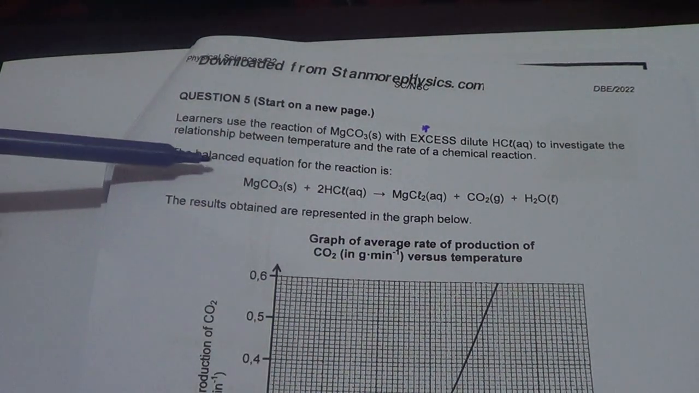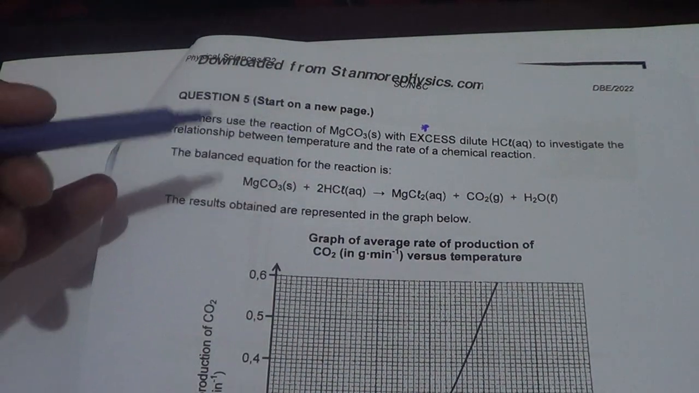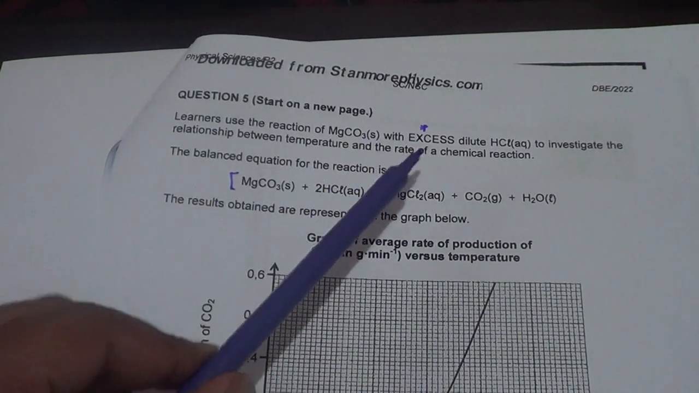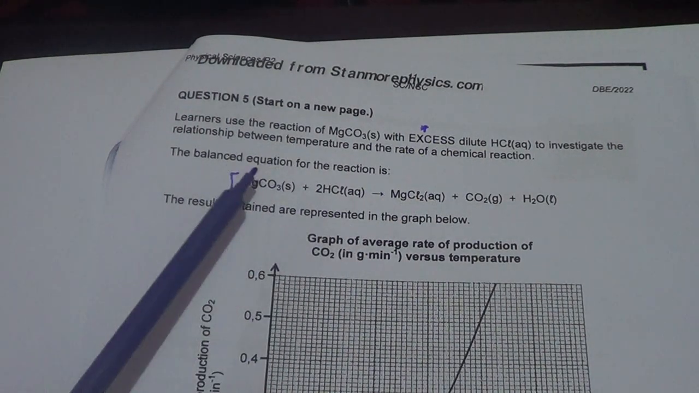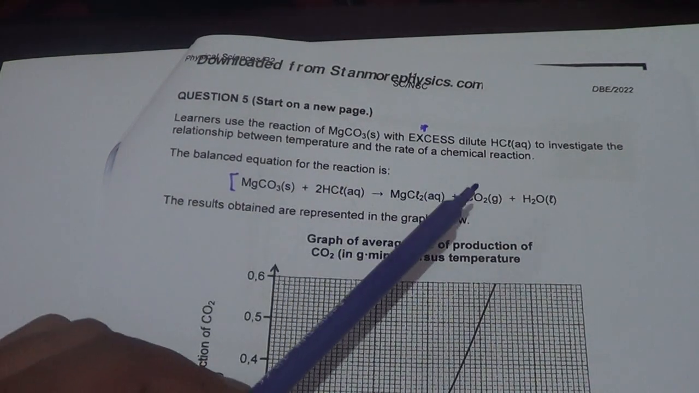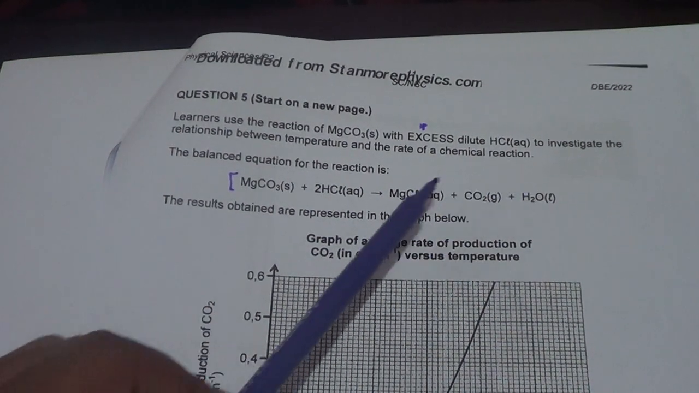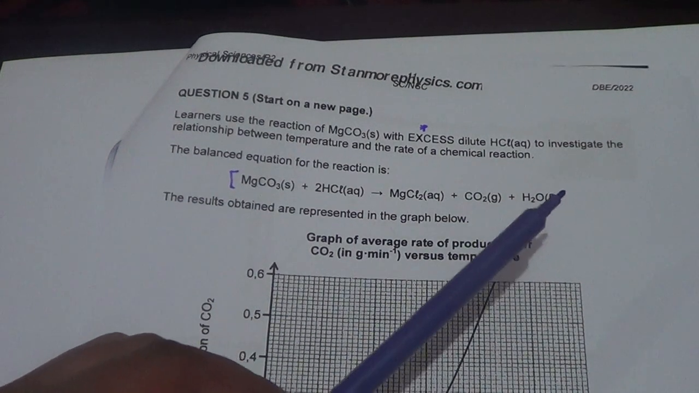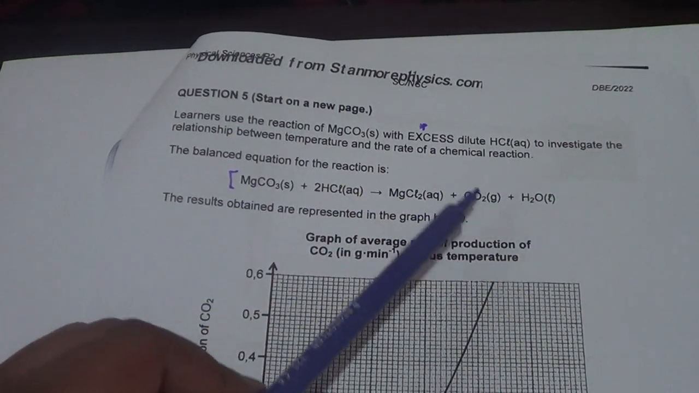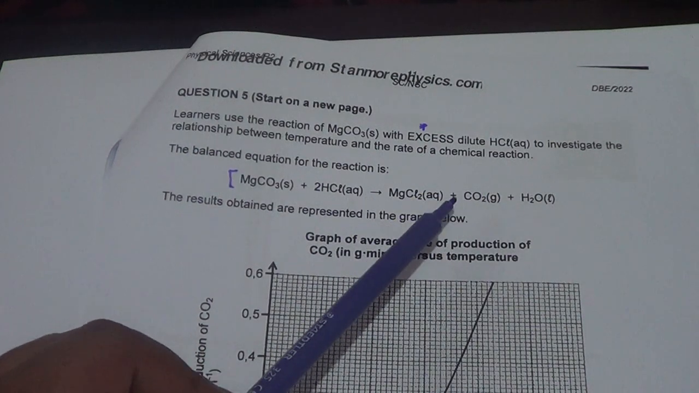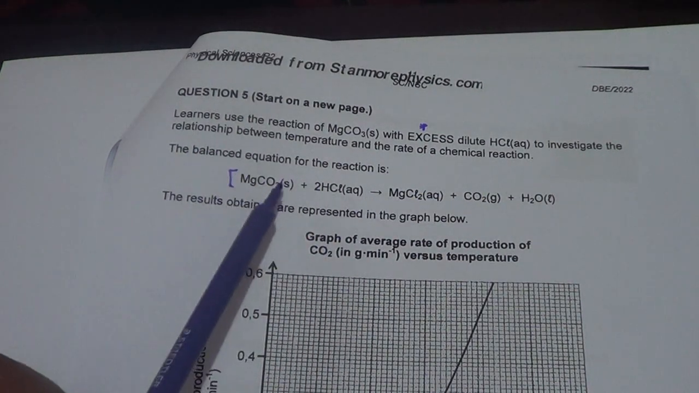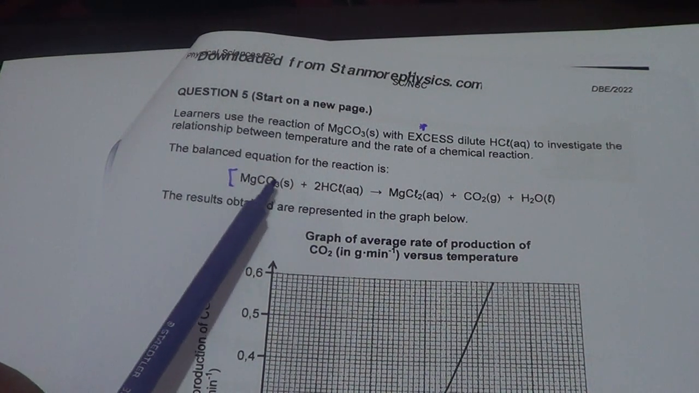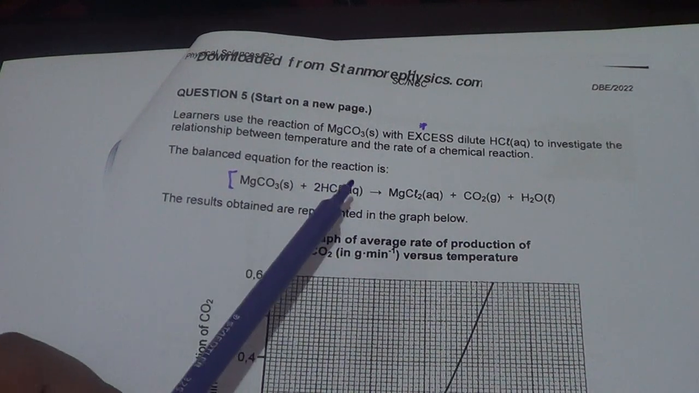Alright, so we are given a balanced equation, which makes our lives very easy. Once we are told this is in excess, we know that the magnesium carbonate determines the amount that we get, be it magnesium chloride or carbon dioxide gas or water. If we have to think about the product, as in the maximum amount or the yield, we will have to compare it with the number of moles of the magnesium carbonate, because this is what gets used up completely, while the acid will remain behind.